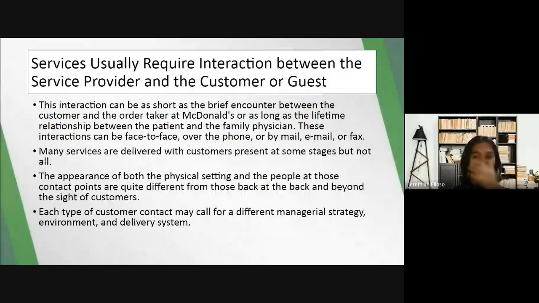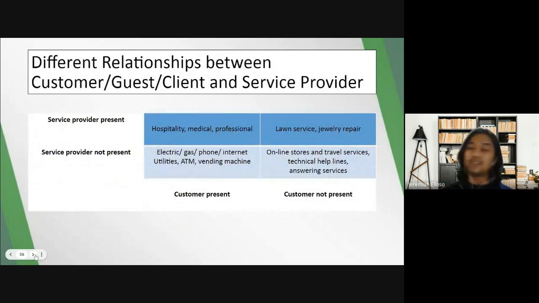Okay, each type of customer contact may call for a different managerial strategy, different environment, and different delivery system. And that is understandable because as we have learned in guestology, the guest would have different needs, wants, demands, and behavior. And it's a challenge for us in the hospitality industry to personalize the service because each guest experience is unique, as we have learned a while ago. You see on this quadrant the different relationships that we build with our clients or guests. There are some interactions with our guests that have to be face to face.